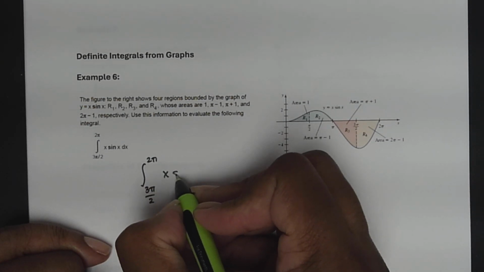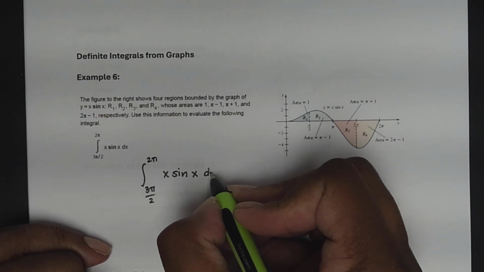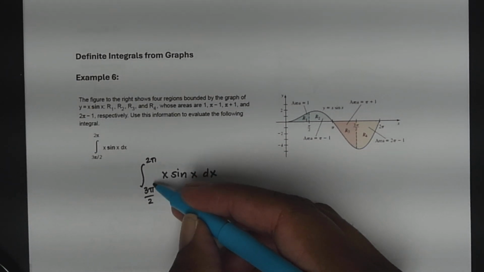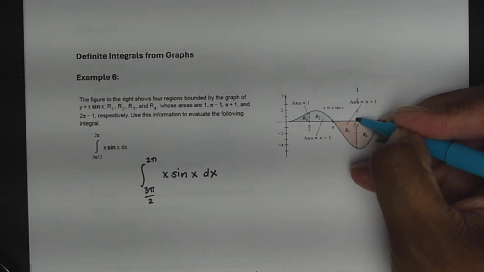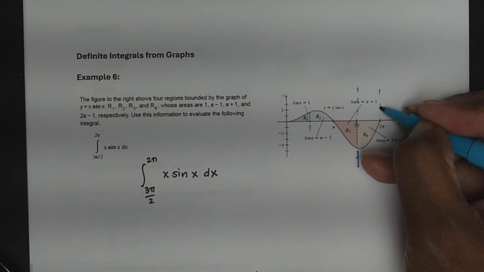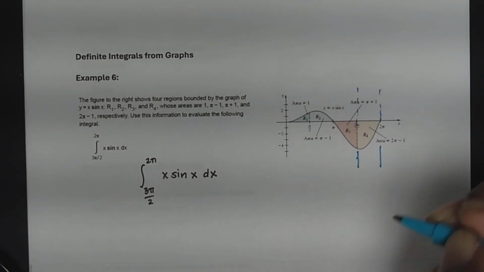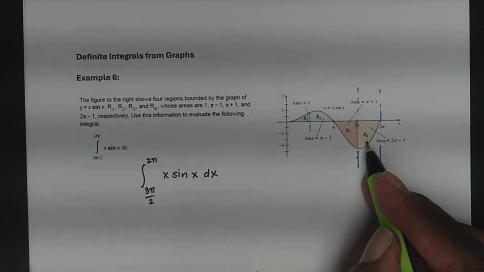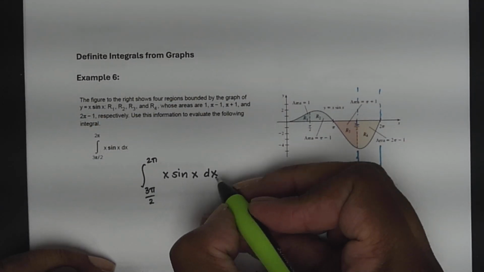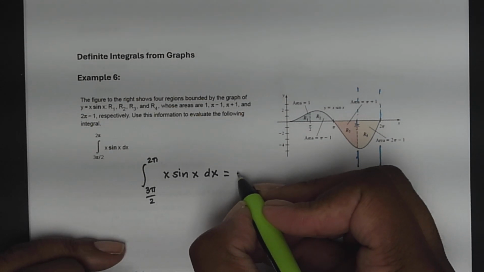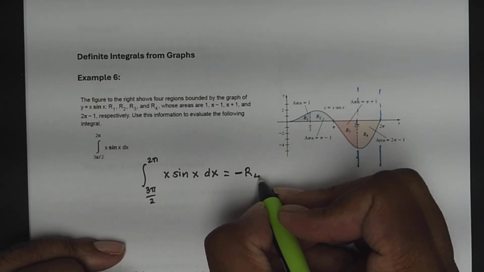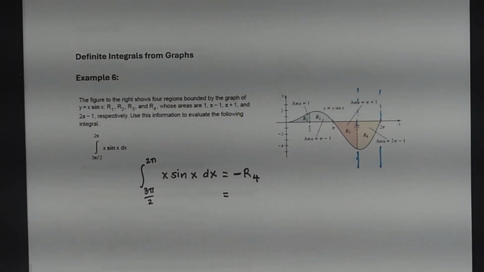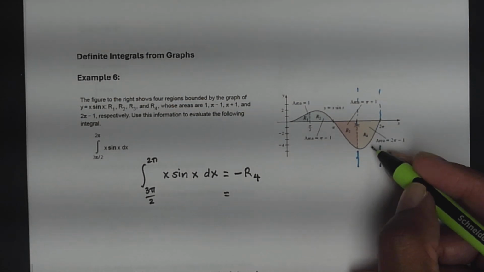Of x times sine of x dx. All right, we're going from 3 pi halves to 2 pi. So here's 3 pi halves here, and 2 pi is here. So we only got like one area here, and that's R4. But R4 is below the x-axis, so that means it will be negative of R4.